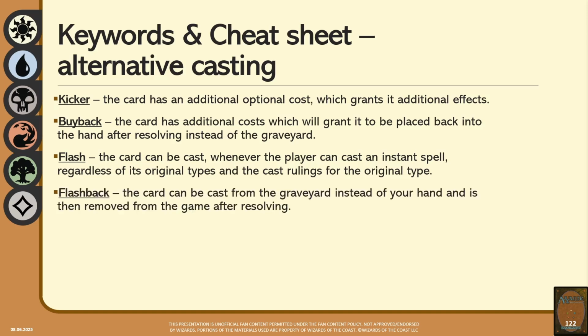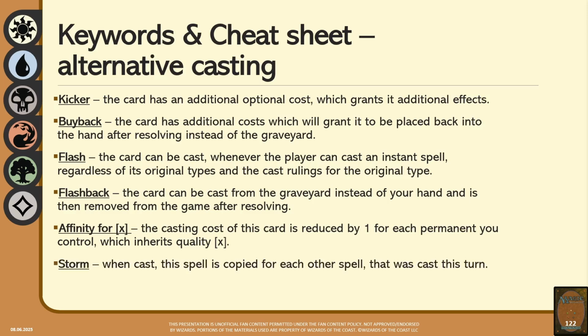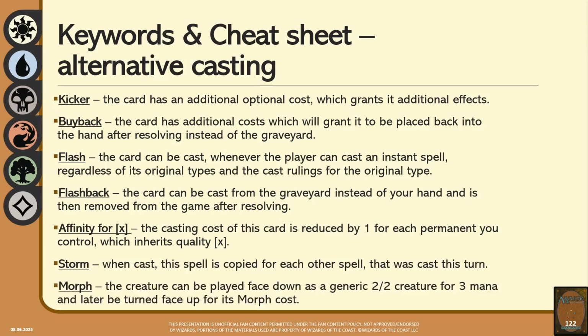Flashback means the card can be cast from the graveyard instead of your hand and is then removed from the game after resolving. Affinity for X means the casting cost of this card is reduced by 1 generic mana for each permanent you control which inherits quality X. Storm means when you cast this card, the spell is copied for each other spell that was cast this turn. Morph means the creature can be played face down as a generic 2/2 creature for 3 mana and later be turned face up for its morph cost.